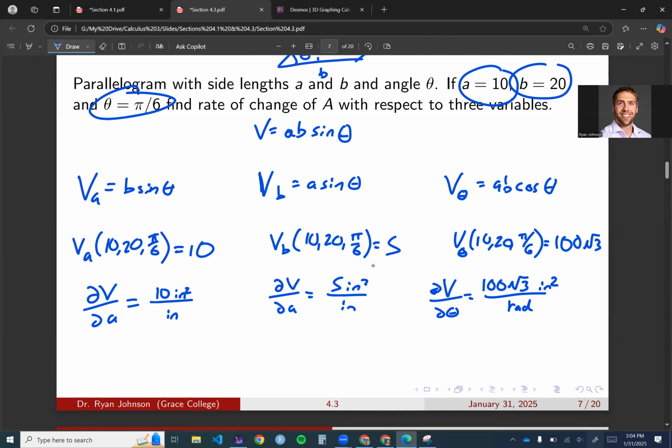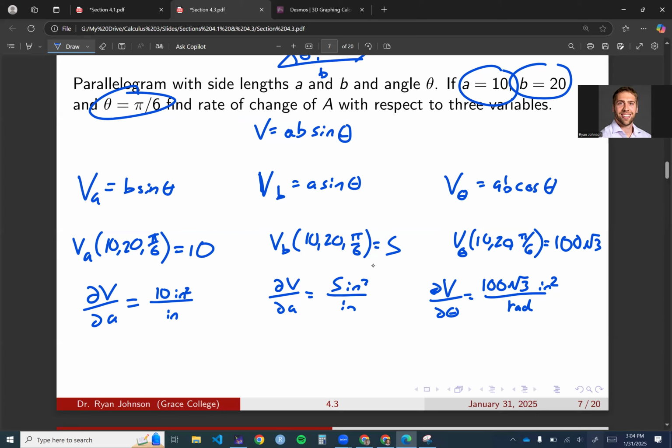So what do these numbers mean? They mean that where your parallelogram is right there, with A being 10, B 20, theta being pi over 6, increasing A by a little bit would be like multiplying that small change by 10 for the volume. For every little bit of A you increase, you're increasing the volume 10 times that little bit.